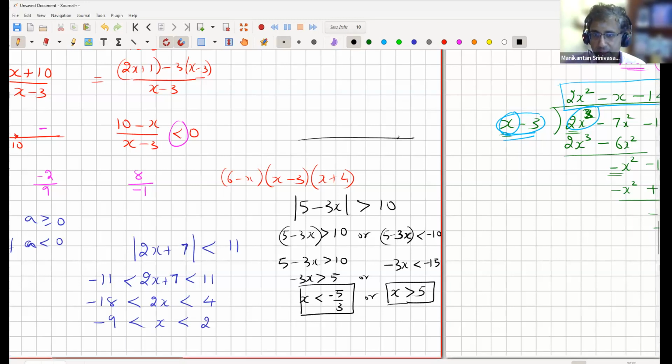So bigger than a certain positive number. It doesn't have to be positive, in this case it's positive. Or smaller than a smaller number. So if it's bigger than a bigger number and smaller than a smaller number, it's or. If it's sandwiched between a small and big number, it's and.